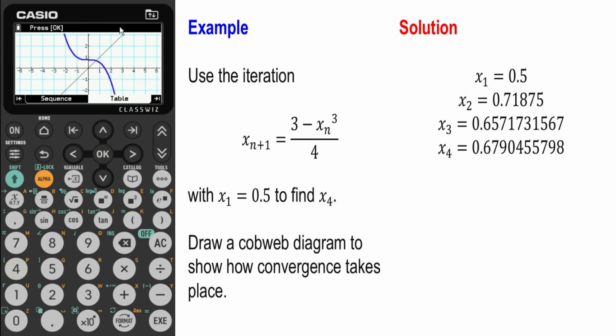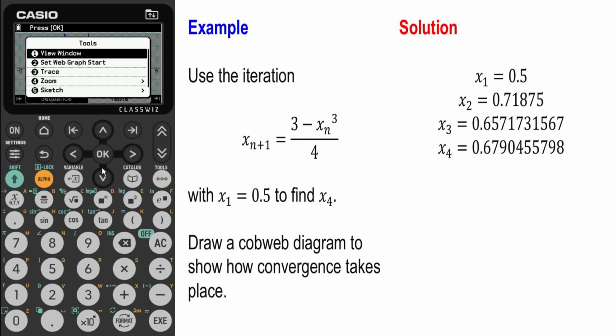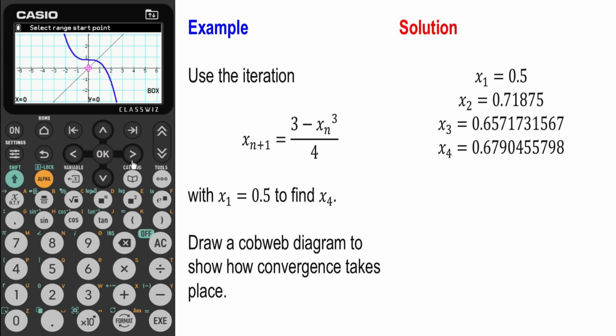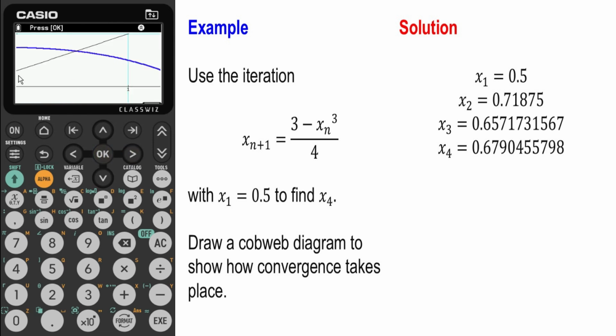the line y equals x, and also the graph of (3 subtract x cubed) all over 4. Let's zoom in around this region. So we press tools, the fourth option for zoom. We will create a box to clearly see what's going on. And we will create our box around this region here, as we see.